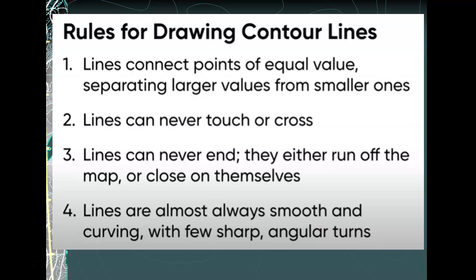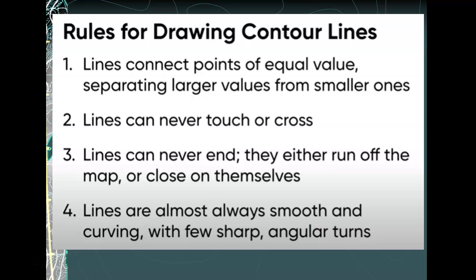Two, they can never touch or cross, ever. Three, lines can never actually end. They have to either run off the map or close in on themselves and form a loop, meaning you can't just end one in the middle of the map. It has to go all the way to the edges, whether it's the sides or the top and bottom, or it has to form a loop.